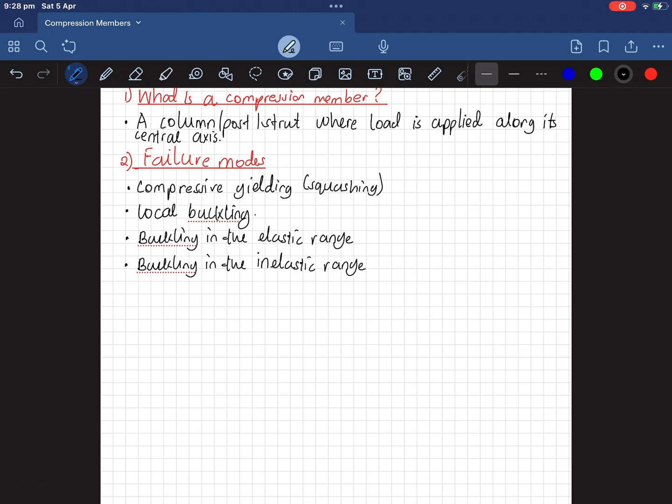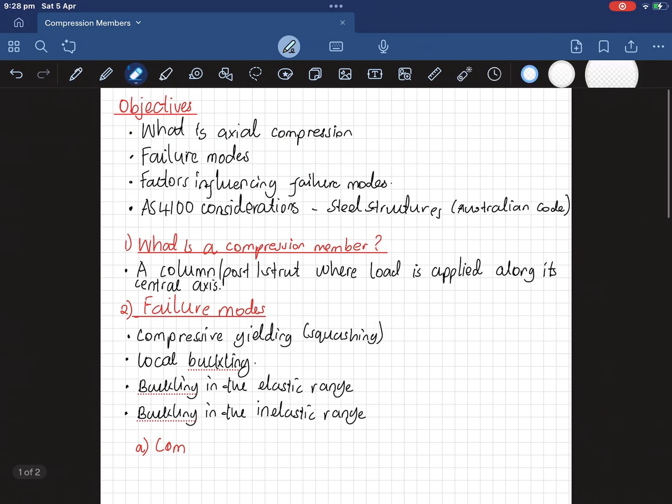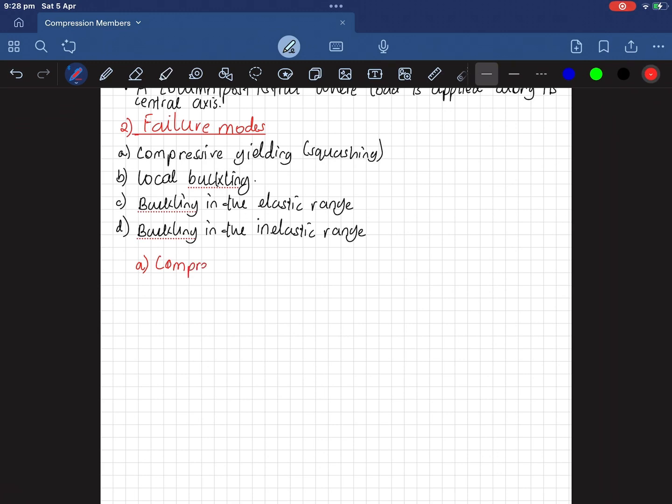Out of all these, the one that actually controls how the member fails, the governing case, depends on things like the geometry of the section, how slender the member is, how it's supported, and of course any imperfections or residual stress that might be present. So let's break them down one by one.